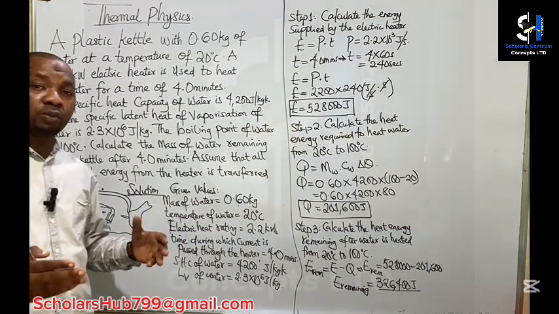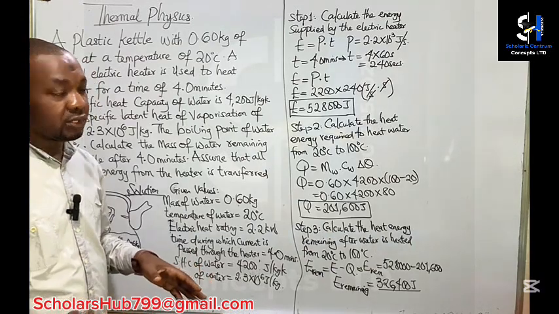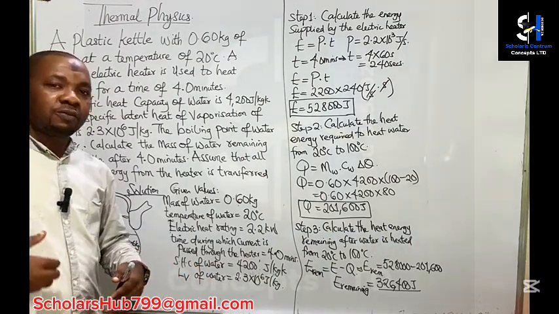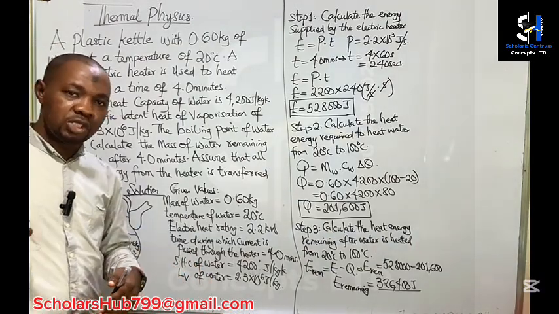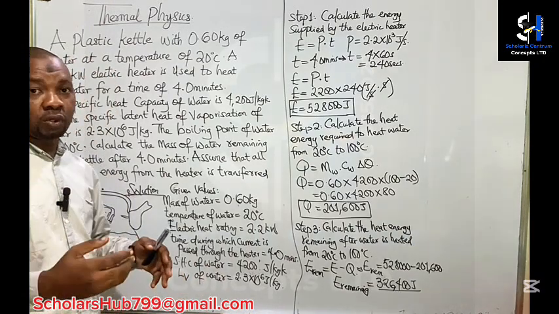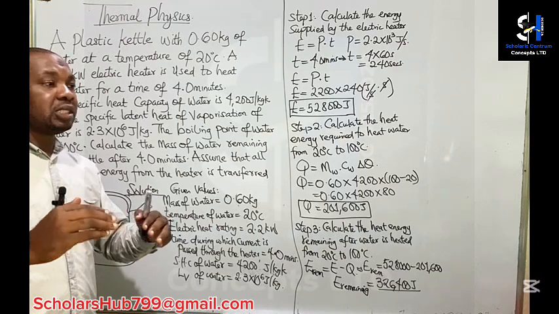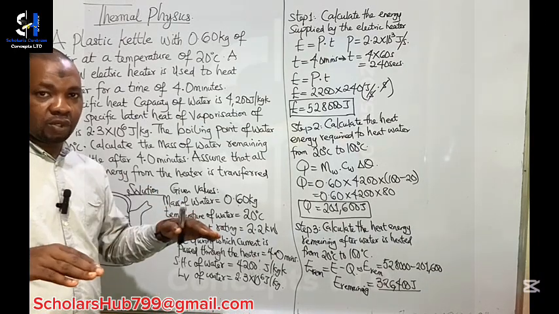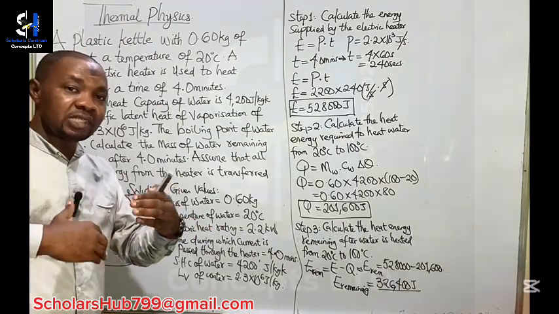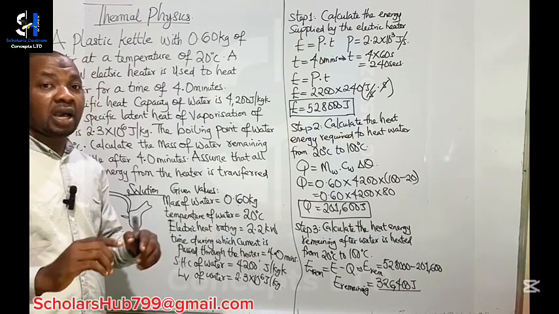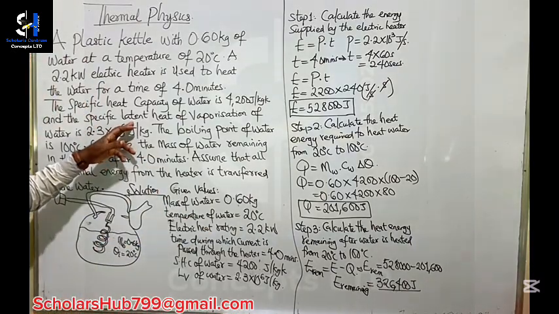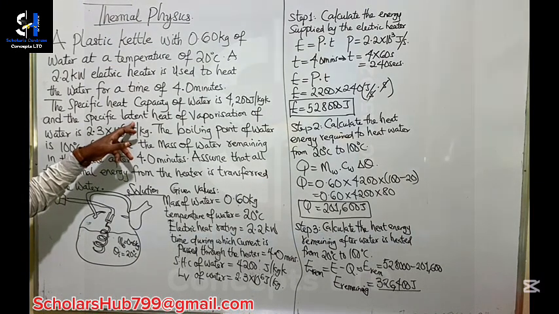So we know that water boils at 100 degrees Celsius. Now if heat is continually supplied to water when its temperature is already at 100 degrees Celsius, the temperature will remain the same. It will not increase, it will remain the same. And that's why we have latent heat of vaporization.